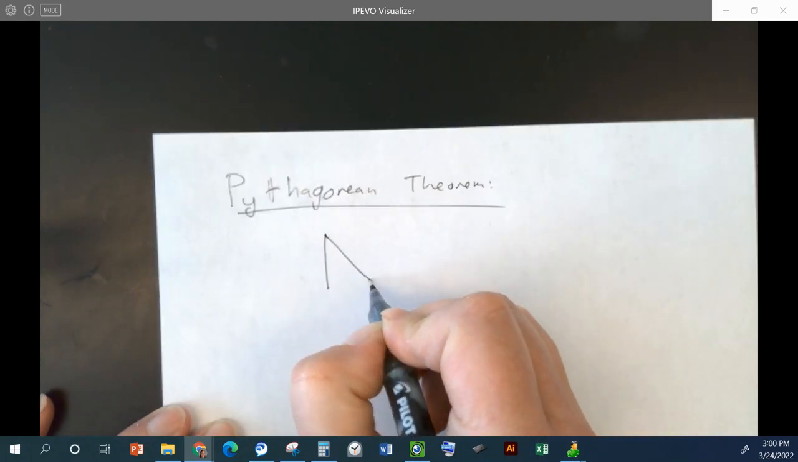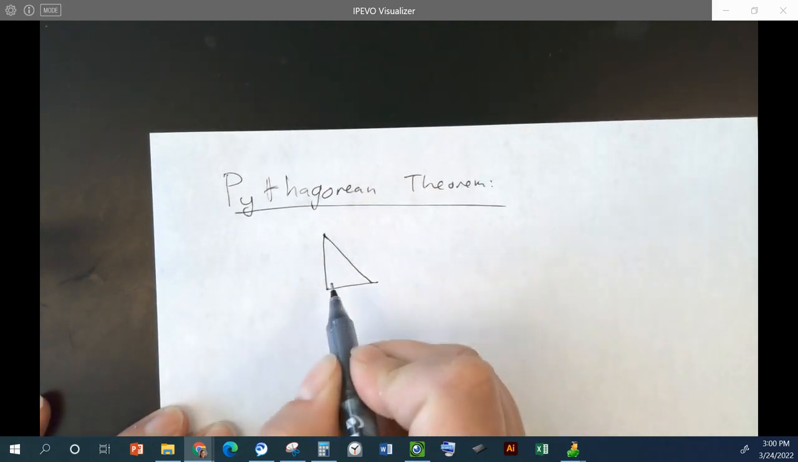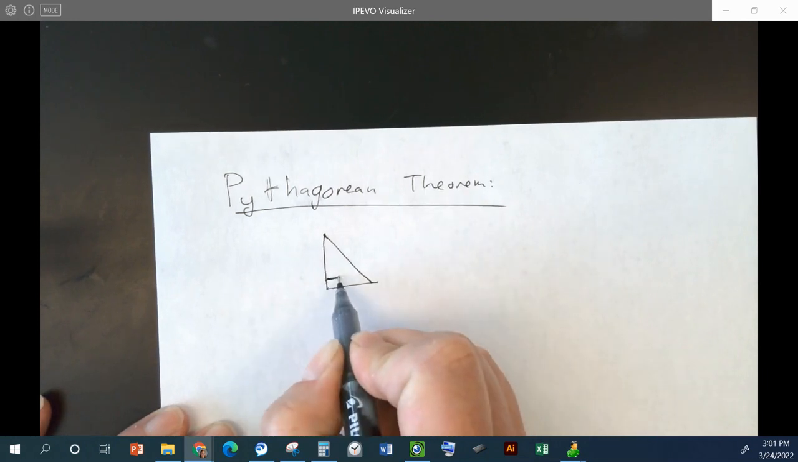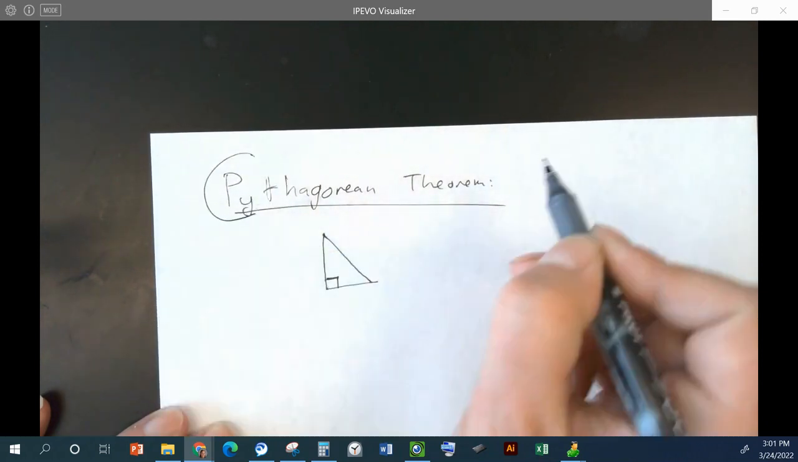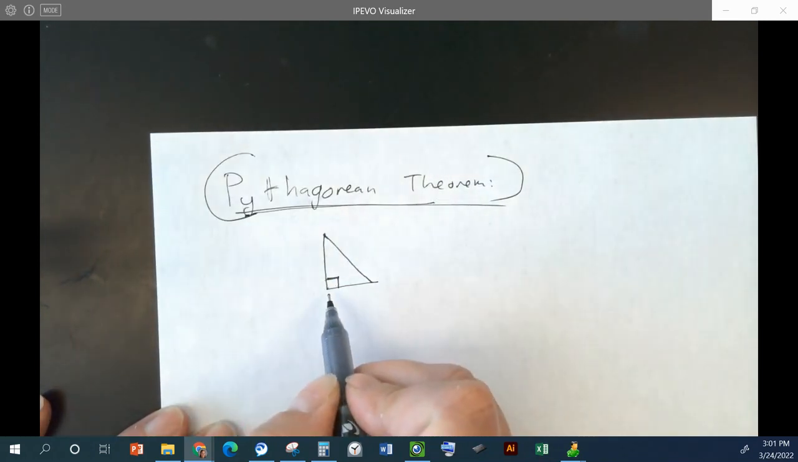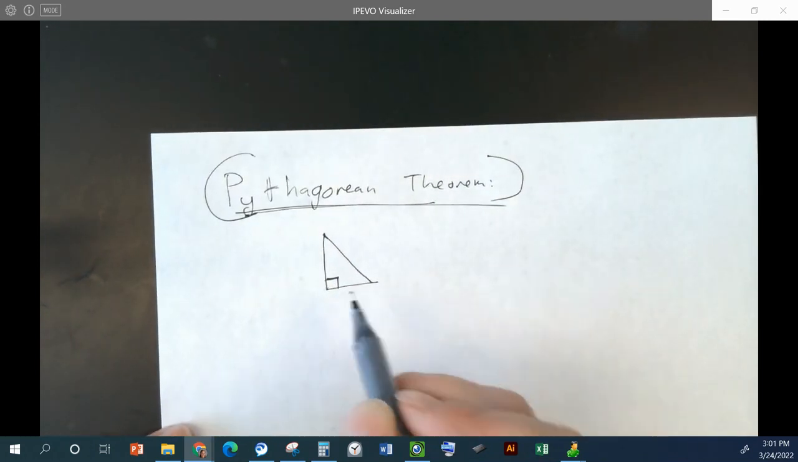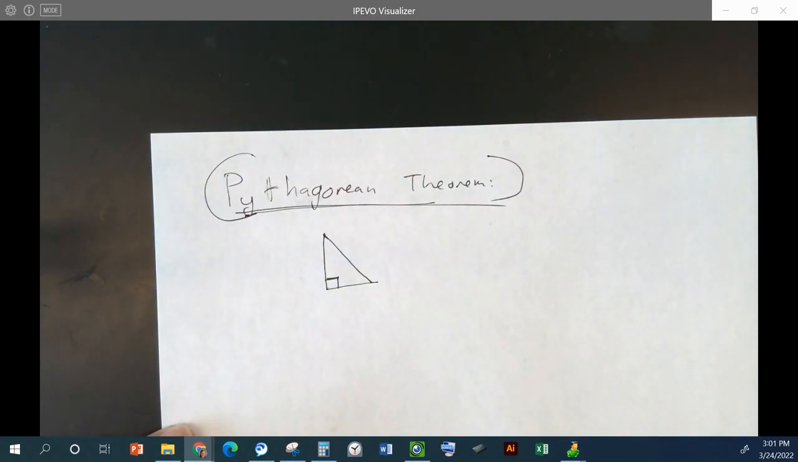Do you guys know what that is? Yeah. So it looks like this. Does that look familiar? If we're talking about the Pythagorean theorem, for this to work, we have to have a 90-degree angle. Okay. So then we have three sides.